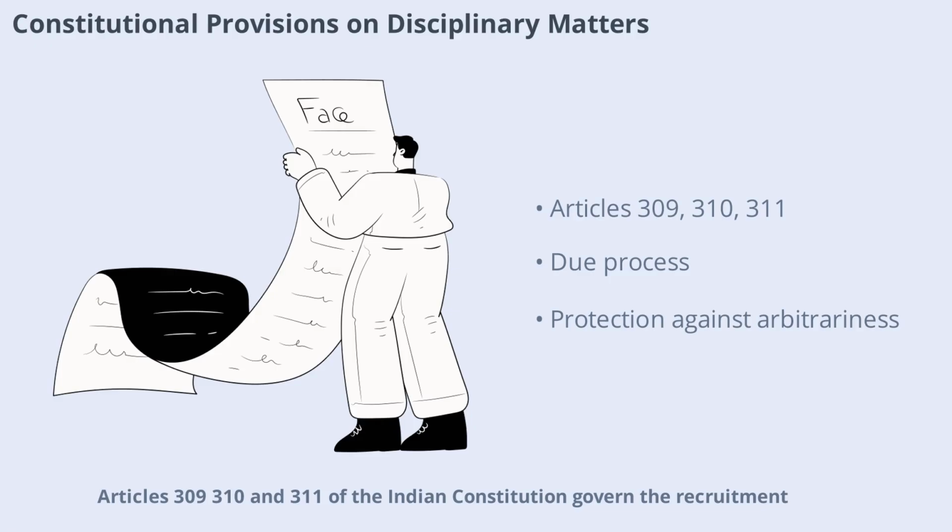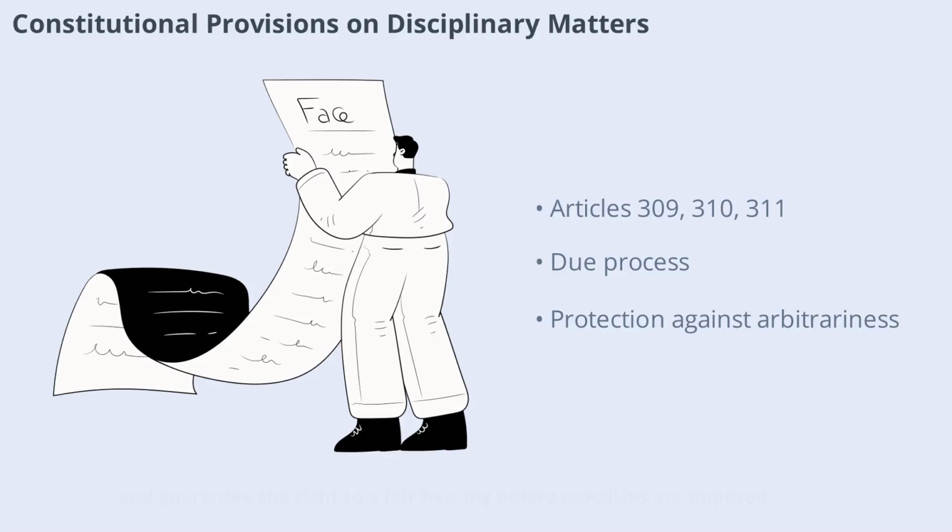Articles 309, 310, and 311 of the Indian Constitution govern the recruitment, conditions of service, and disciplinary actions for civil servants. These provisions ensure due process, protect against arbitrary dismissal, and guarantee the right to a fair hearing before penalties are imposed.